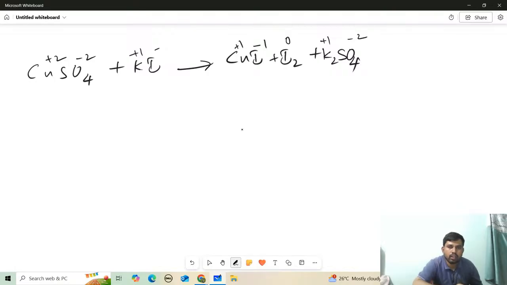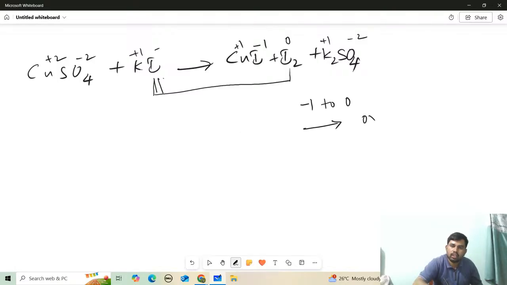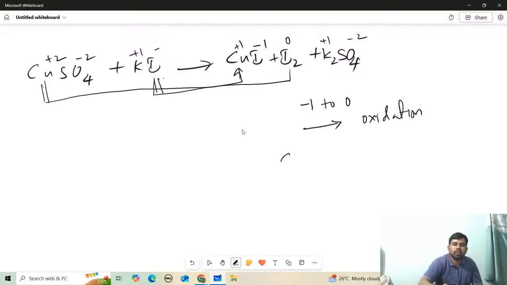See here, iodine goes from here to here. The elementary form is 0. So minus 1 to 0, I can say it is moving in that direction, and you can say it is undergoing oxidation. So iodine is undergoing the oxidation process. Just remember. Similarly, copper is converting from copper plus 2 to copper plus 1.